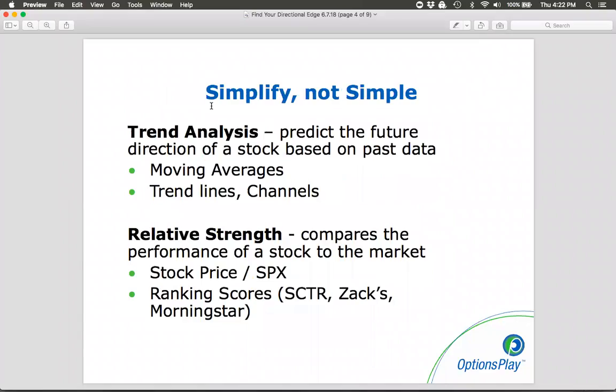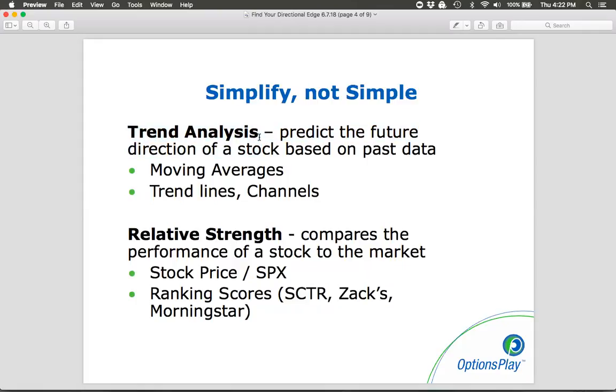So what I want to propose here in terms of helping you gain a directional view is to simplify, and I don't want you to confuse that with simple. Simplify simply means taking all the data and boiling it down to just a few data points that are useful, and it really helps you cut through that noise. And the 2 points that I want to look at today is trend analysis and relative strength.